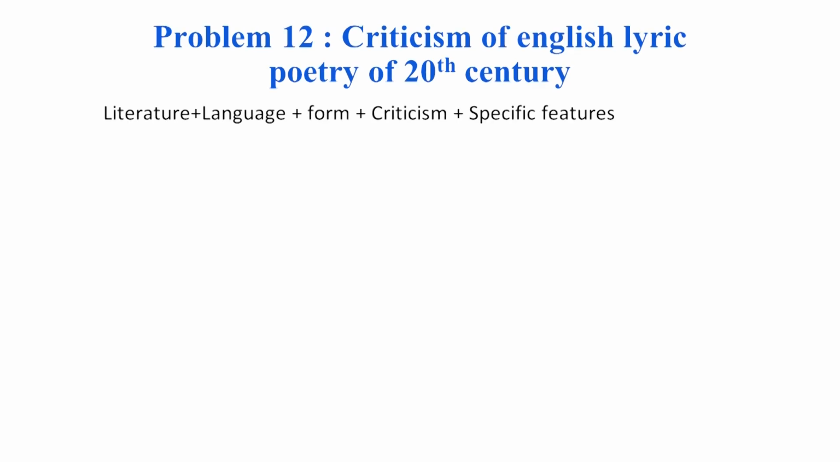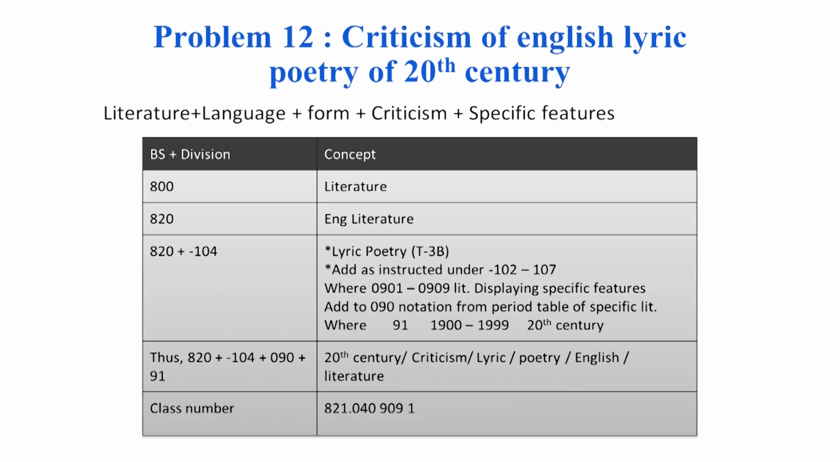So the next thing is criticism of English poetry of 20th century. Here the 20th century number is extra added, time notation would be added over here. So literature, language, form, then criticism will appear, and then time will also appear. So if we see 800 literature, 820 English literature, then 820 plus dash 104 lyric poetry.